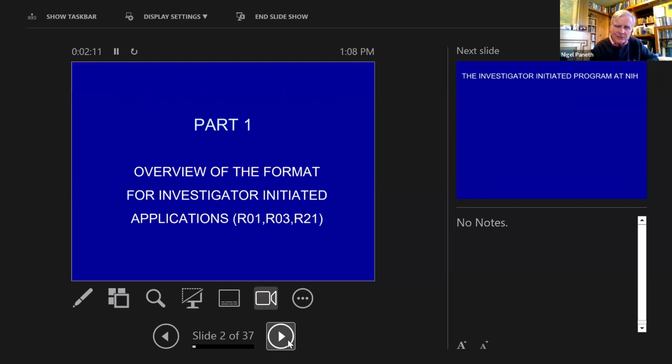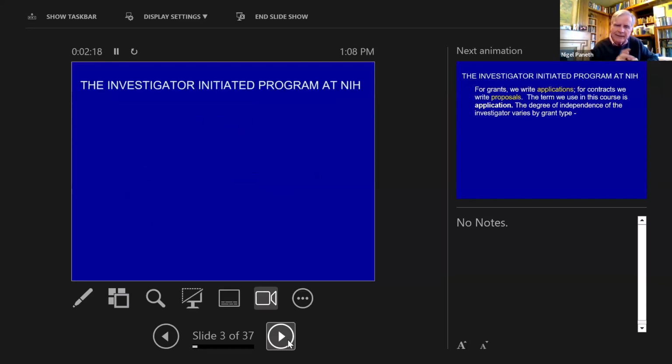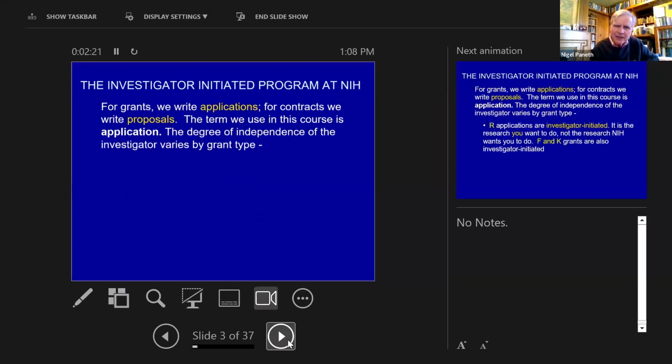So this first part is the format for the several forms of investigator-initiated applications. Next page. You probably have to click down to get the rest of the page. There are many ways you can be supported by NIH, but the subset we're most interested in is investigator-initiated research. It's worth distinguishing between grants and contracts. For grants, we write applications. For contracts, we write proposals. And the term we use in this course is application.